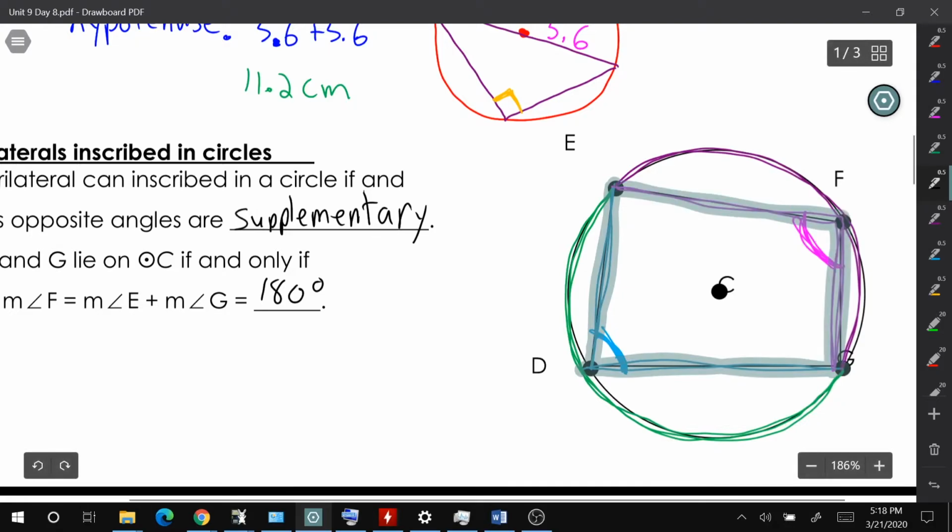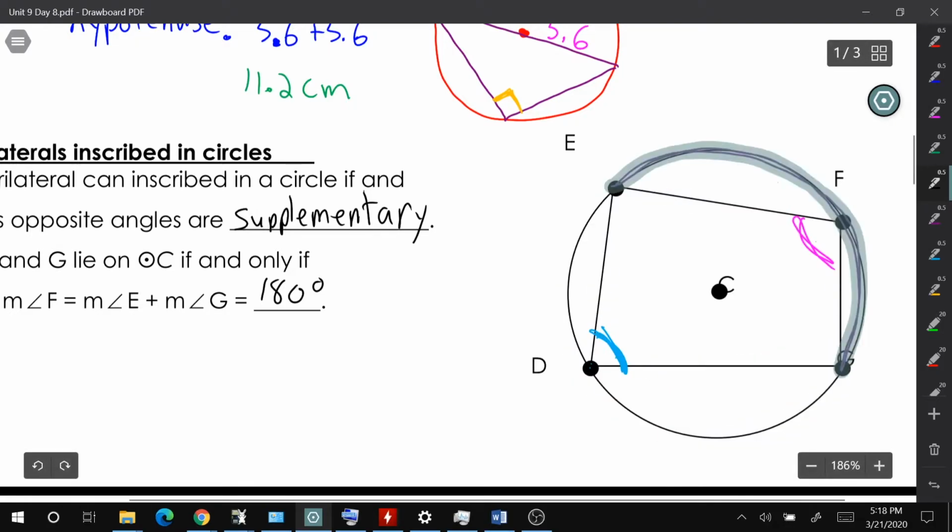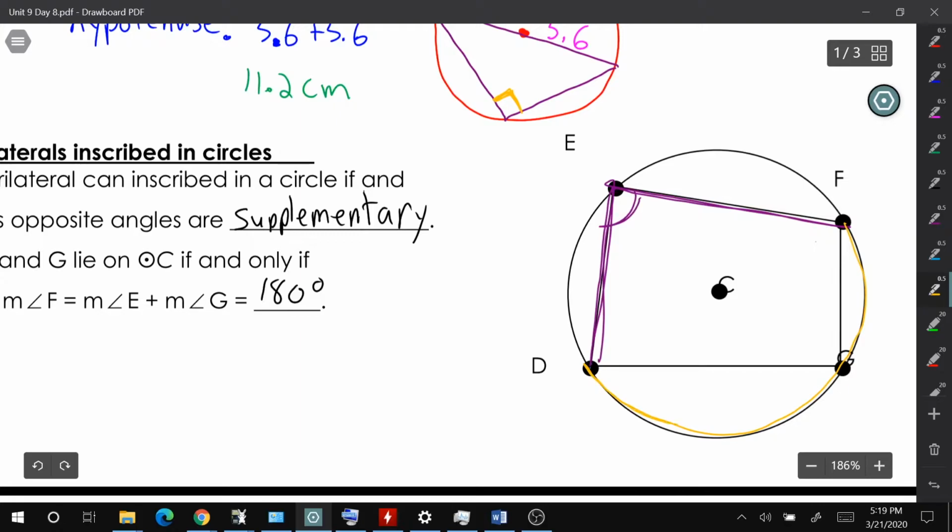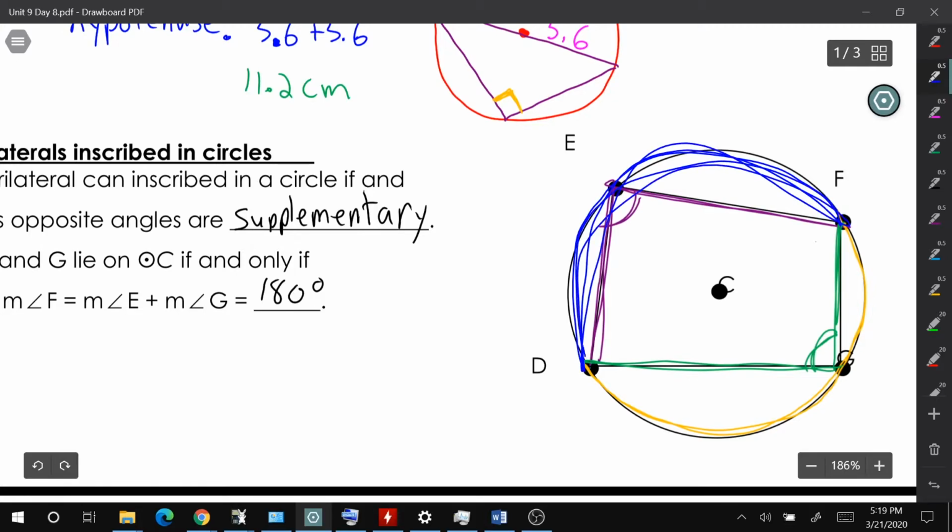So if we were to look at this and I were to use the other two angles, this angle right here makes this arc, and this angle here makes this arc, and again both arcs create the full circle. So this must be true for both.